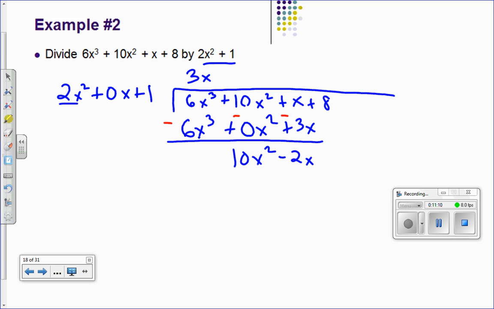Got to bring down the 8. And then let's see, multiplying by 3x. Excuse me, now we're ready for a mini division. We're taking 10x squared divided by 2x squared to get plus 5.